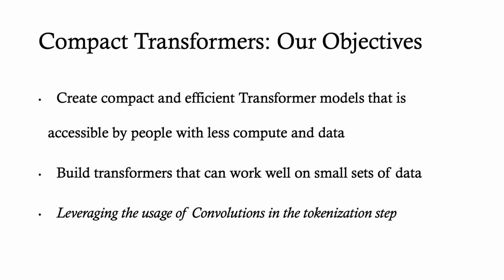When designing the compact transformers, we have three objectives. First, we want to create compact and efficient transformer modules that are accessible to people with less compute and data. Secondly, we want to build transformers that can work well on smaller sets of data. And lastly, we also want to leverage and unite the convolutions and transformers designs, especially in the tokenization step, to introduce proper inductive biases that might be helpful to vision problems.